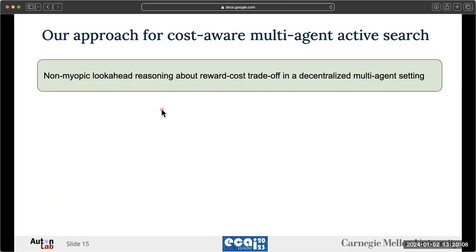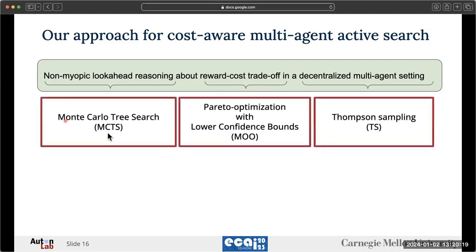We propose an approach based on non-myopic look-ahead reasoning about the reward-cost trade-off in a decentralized multi-agent setting. We propose a Monte Carlo tree search framework for look-ahead reasoning with Thompson sampling for decentralized multi-agent decision-making. We also propose a method for Pareto optimization with lower confidence bounds for computing the reward-cost trade-off for each cost-aware agent in active search.